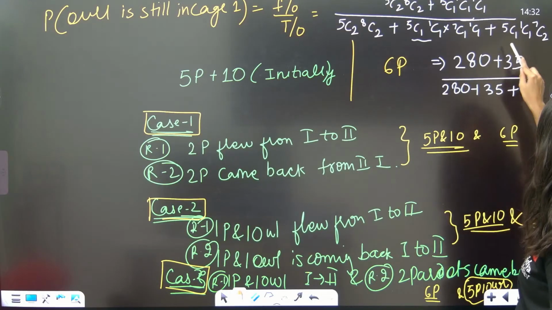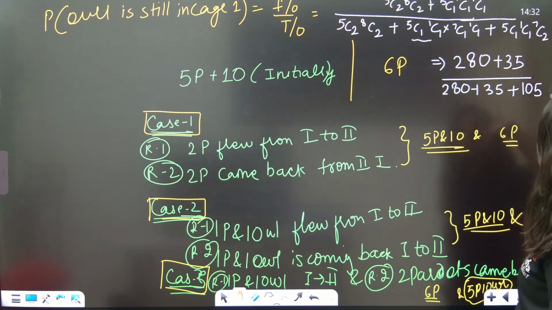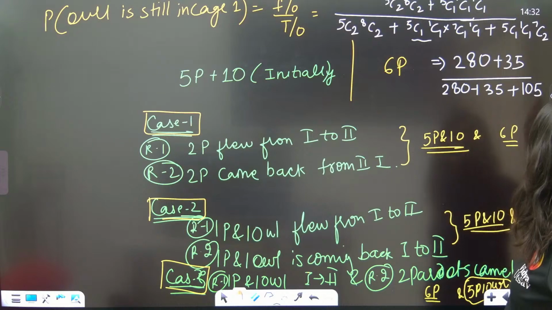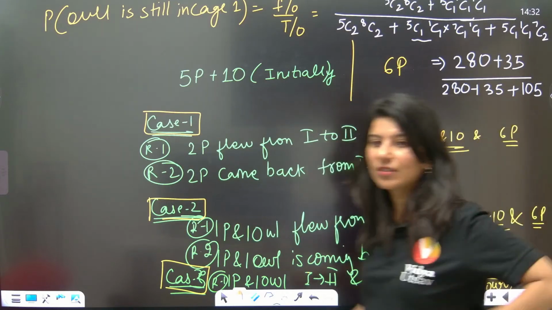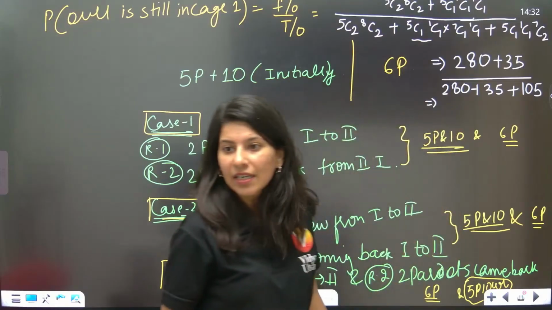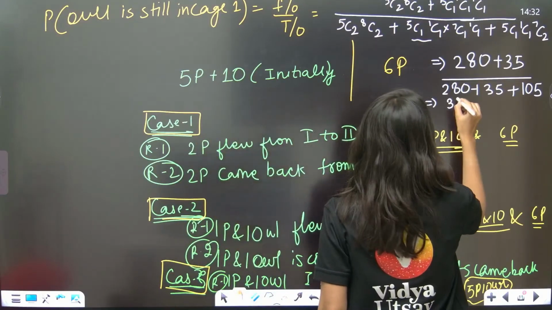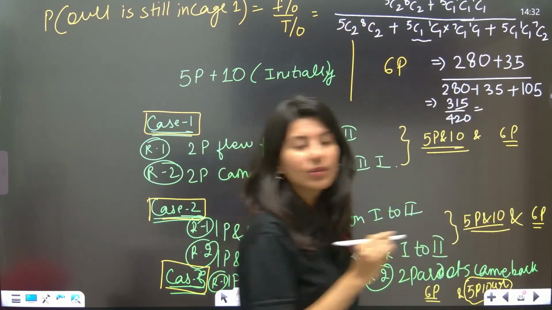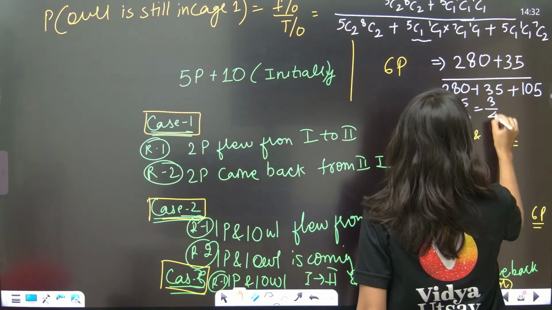Sorry, this is 7 and 6. 7 6s are 42. Sorry, this is 21. Yeah, 21 into 5 is 105. So the correct answer will be what? Final answer, tell me. This is 315 by 420. That is going to give you 3 by 4.